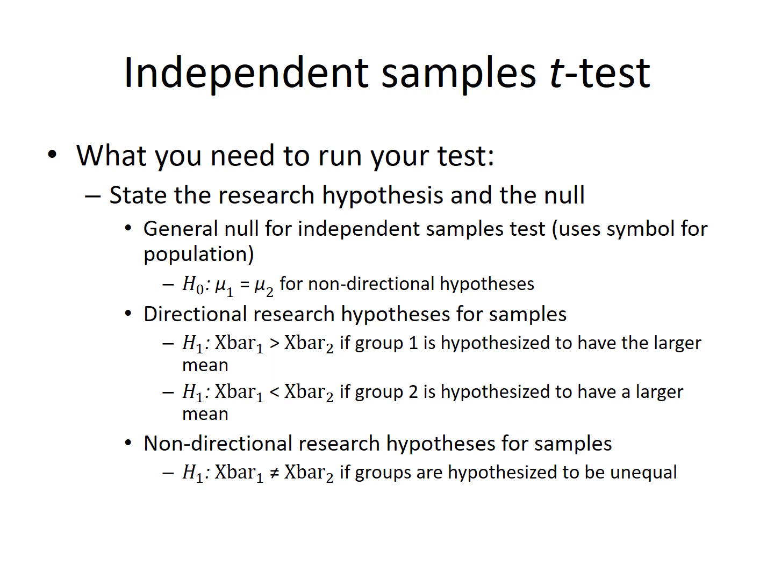Here I've noted X bar because this is typically about a sample when we're testing the hypothesis. So we might state that group 1 will have the higher mean than group 2, or that group 1 will have the lower mean than group 2, using the symbols that you should be familiar with from previous lectures, because we used similar symbols when we were talking about correlation. If we have a non-directional research hypothesis, we'll simply state that x bar of 1 is not equal to x bar of 2. If we have a directional hypothesis, that will warrant a one-tailed test. If we have a non-directional research hypothesis, that will warrant a two-tailed test.